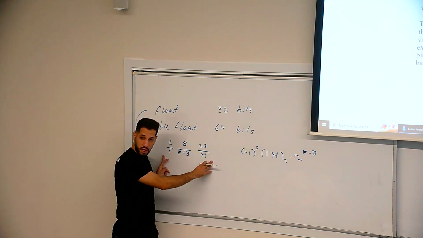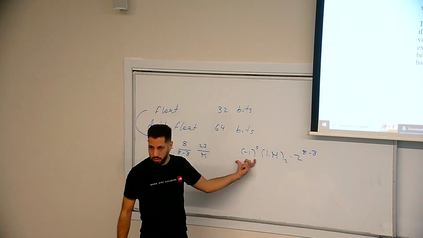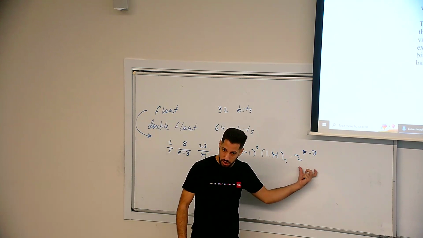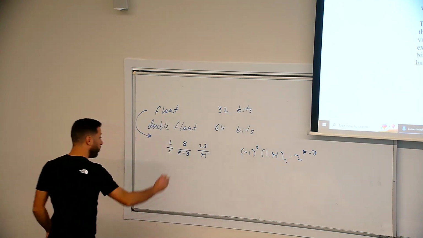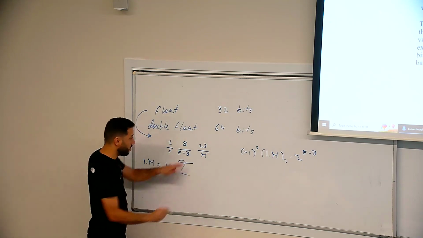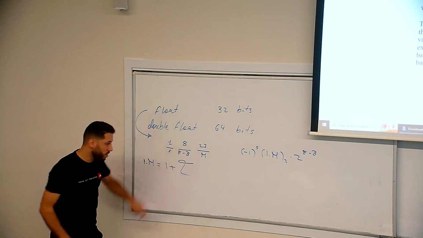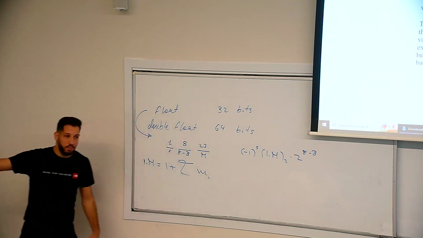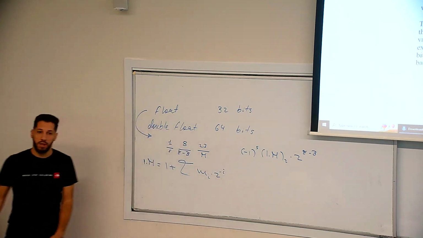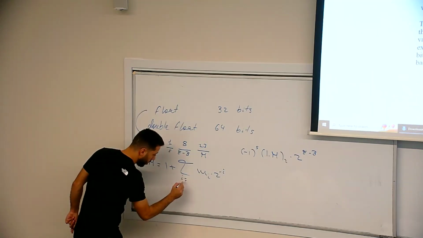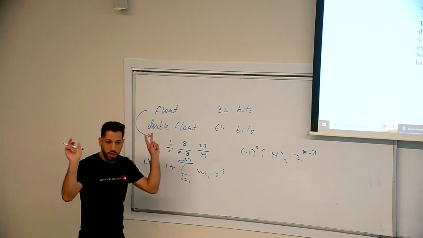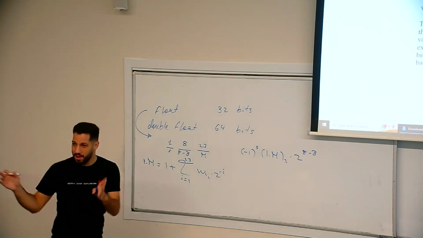What is the number represented by this? It is minus 1 to the power of s times this, and I will explain what this is, times this. Okay. So what is 1.m? The 1.m is 1 plus, we have here 23 digits or bits. So every one is M1, M2, M3, and every one I multiply by 2 to the minus I, and I goes from 1 to 23. So this one is always on.